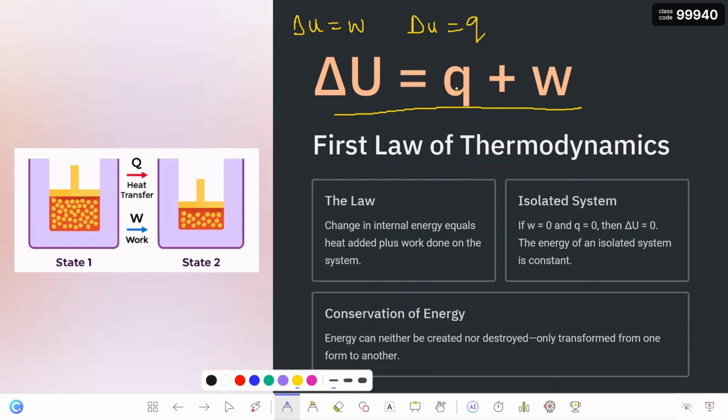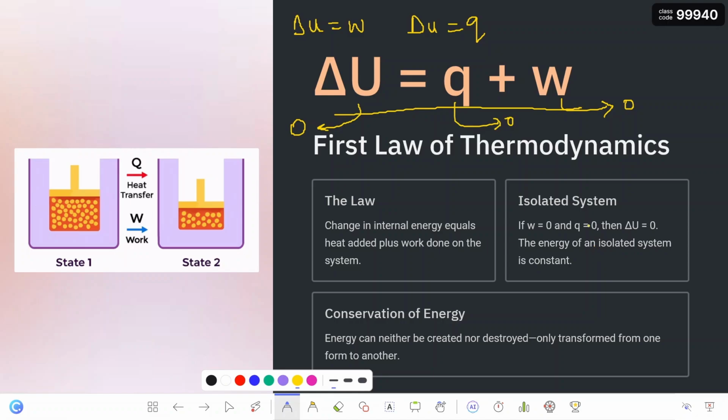So the law you can simply define: the change in internal energy is equal to the heat added plus work done on the system. It is written here. Now suppose this W, work done on the system, is 0. Suppose heat is also 0. In that case delta U also will be equal to 0. If W is 0 and Q is 0, then delta U also will be equal to 0.